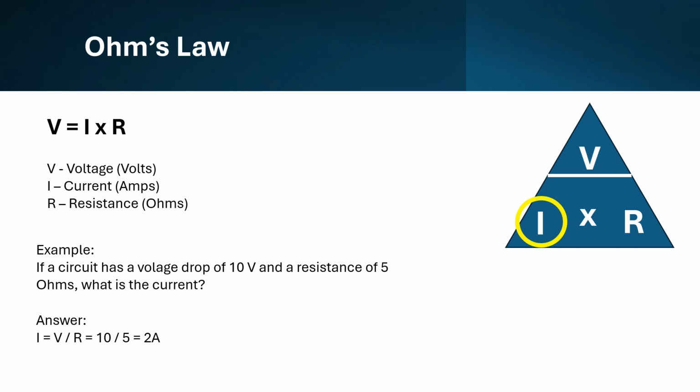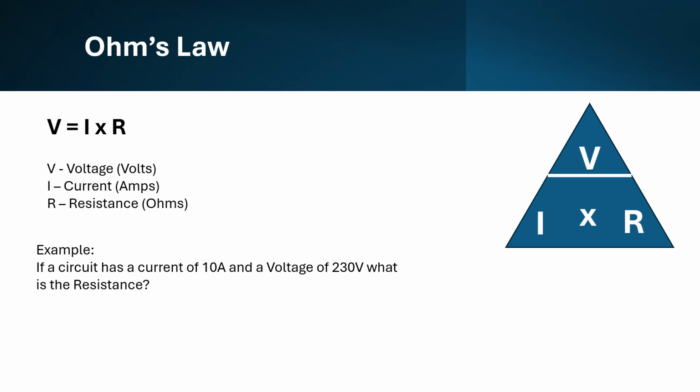In this question, it states if the circuit has a voltage drop of 10 volts and a resistance of 5 ohms, what is the current? In this case, we want I, which is the current, so we're left with voltage divided by resistance. So 10 divided by 5 equals 2 amps. Finally, if the circuit has a current of 10 amps and a voltage of 230 volts, what is the resistance? Again, this time we want the resistance, so we're left with voltage over current. 230 divided by 10 equals 23 ohms.